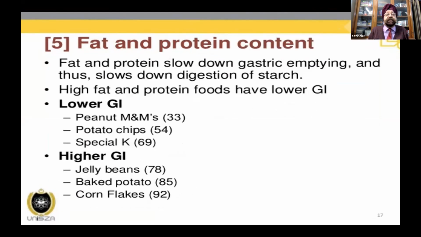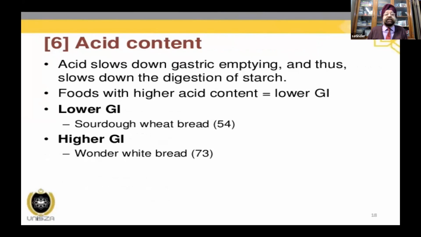Fat and protein content. If fat and protein are there in a food composed of a combination of carbohydrate with fat and protein, it slows down the gastric emptying, and that slows down digestion of starch. High fat and protein foods have a lower GI than pure carbohydrate starchy food. You can see peanut M&Ms, the peanuts covered with chocolate, make it much lower GI, whereas the cornflakes and jelly beans are much higher GI.